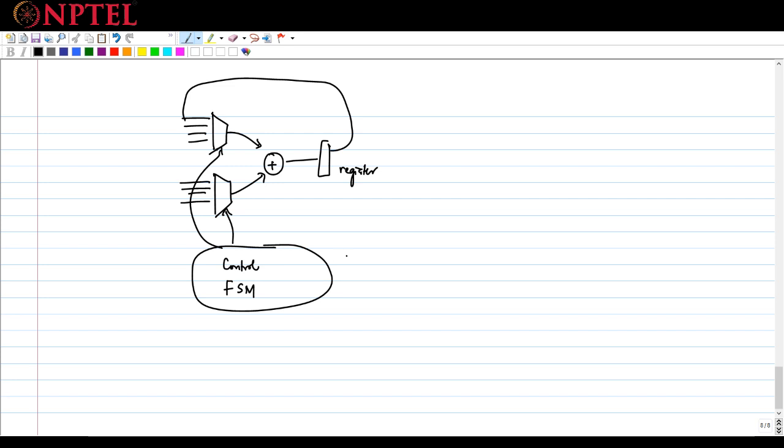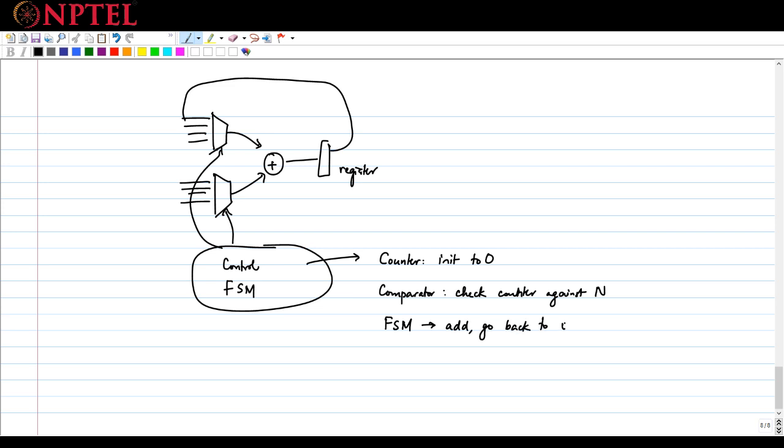And the control finite state machine will basically have inside it a counter initialized to 0, a comparator to check the counter against some value n, and the FSM will basically add, go back to the increment counter state.